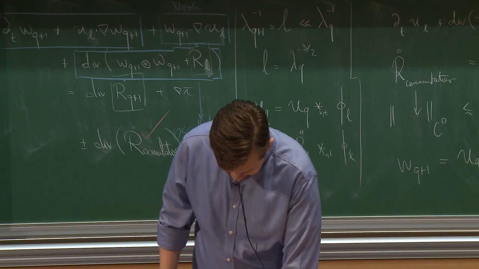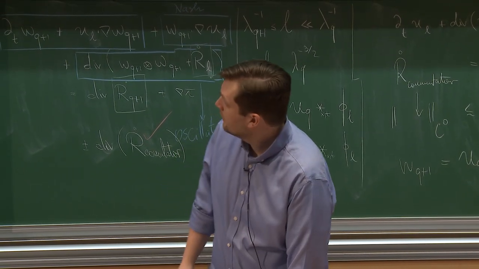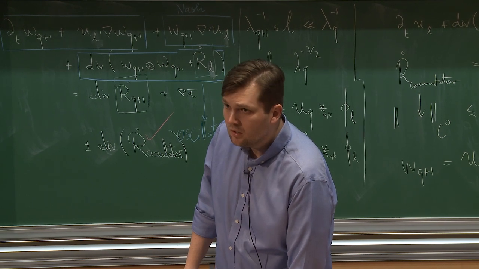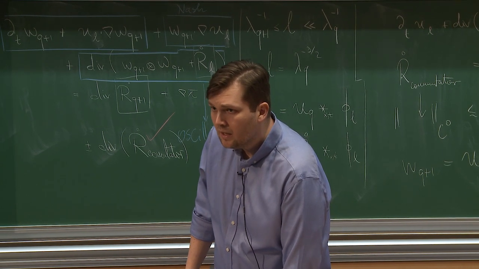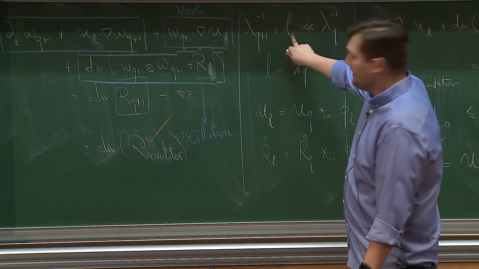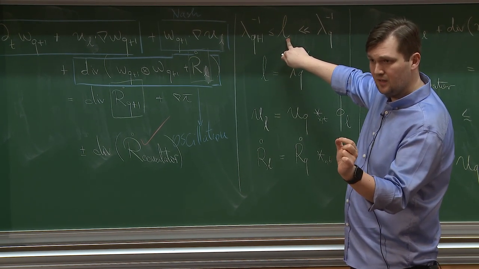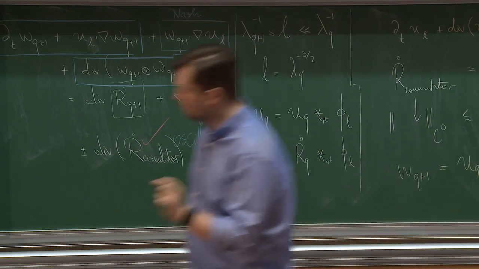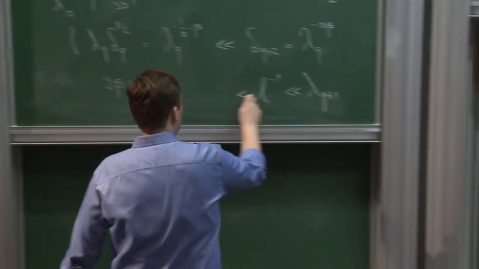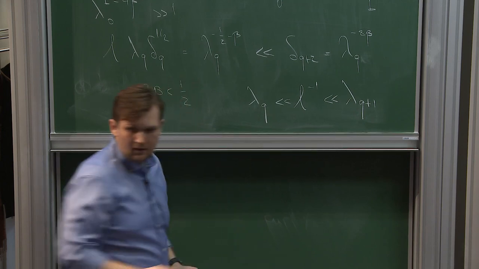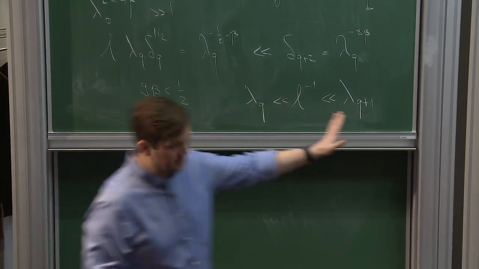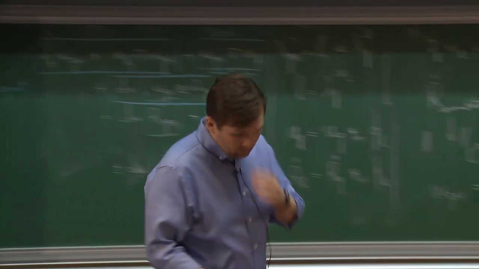Okay. So now comes a little bit of unpleasant things, because we have to do linear algebra. Sorry? L is tiny. L is a length scale. L inverse is like a frequency. It is very small compared to the next guy.